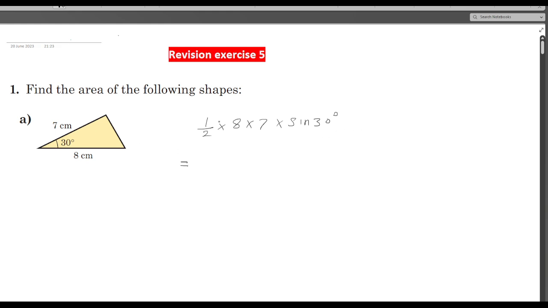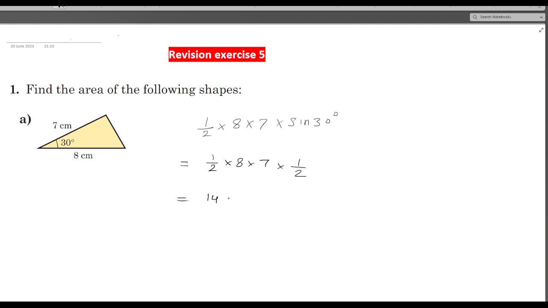Okay, so here your area will be 1 divided by 2 times 8 times 7 times sine 30, which is 1 divided by 2. So 8 divided by 4 is 2, 2 times 7 is 14. So area of the following shape is 14 centimeter square. So your area is 14 centimeter square. Let us go to the next problem.